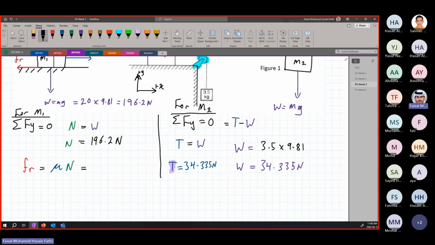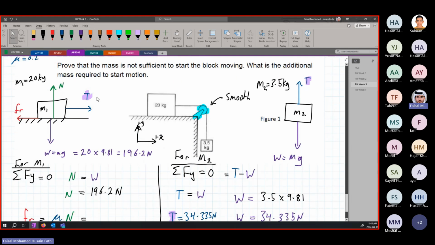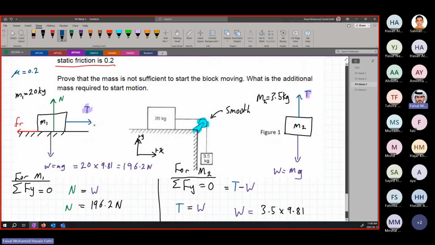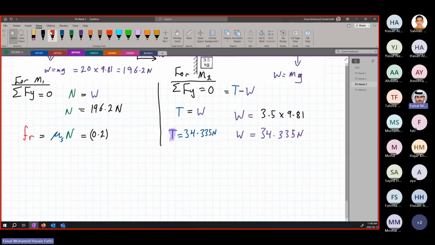So what is our mu? Our mu is given to be 0.2. Our mu S actually, this is mu S, the coefficient of static friction. All right. Remember, we use mu S when we want to know if the force is strong enough to overcome it, whether the friction force is large enough or too small, so that the tension force is large enough to overcome it, basically.